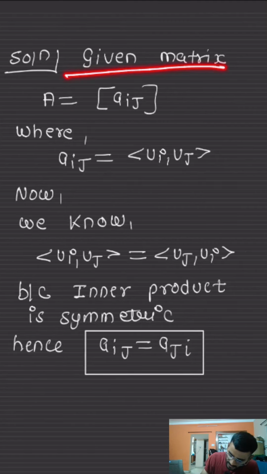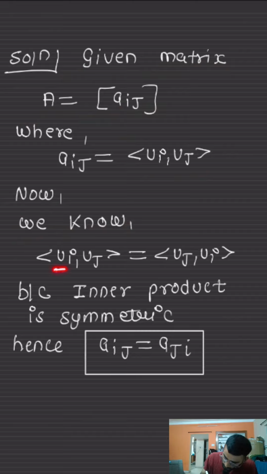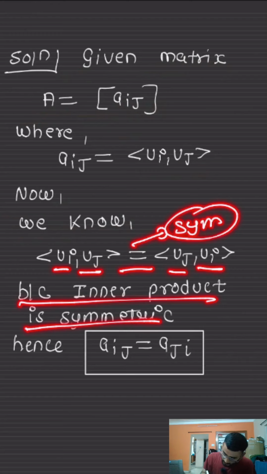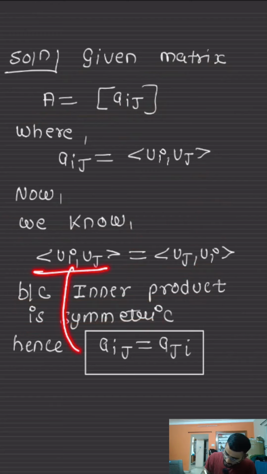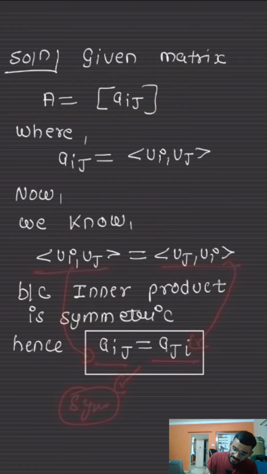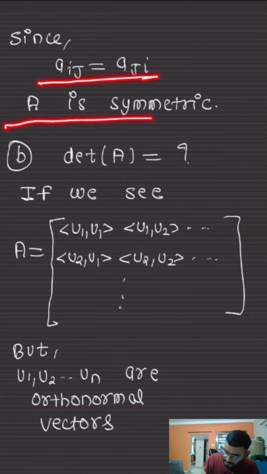Here the given matrix A is this matrix where Aij is the inner product of ui and uj, and we know that the inner product of ui and uj is equal to the inner product of uj and ui, because the inner product is symmetric. Hence this term can be written as Aij and this term can be written as Aji. Since Aij is equal to Aji, which is the characteristic of symmetric matrices, we can say that the matrix A is symmetric.